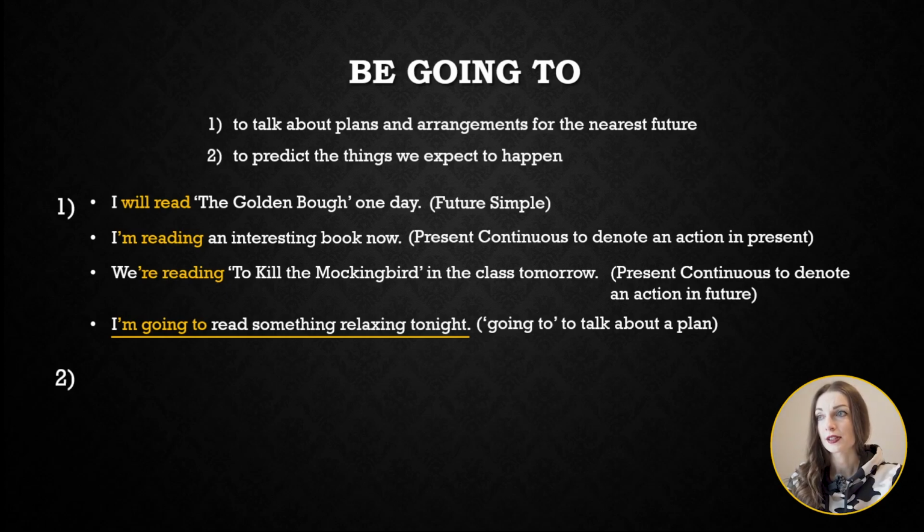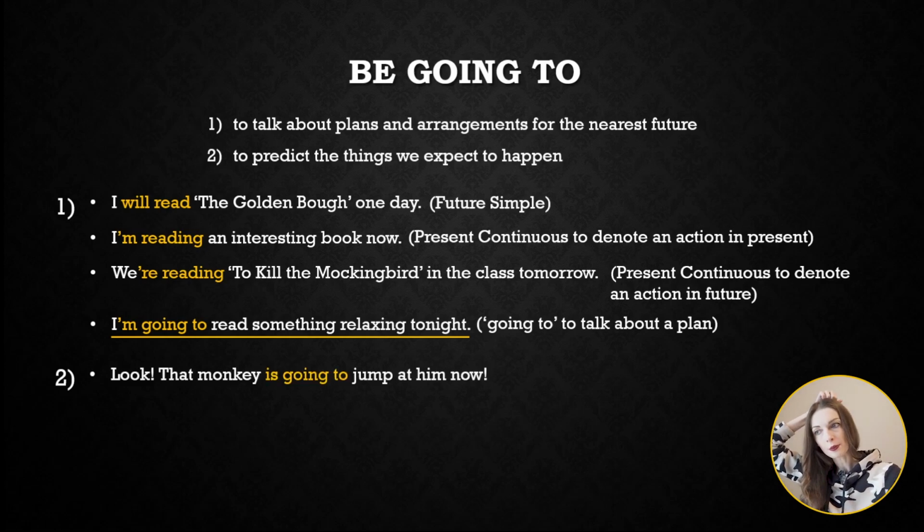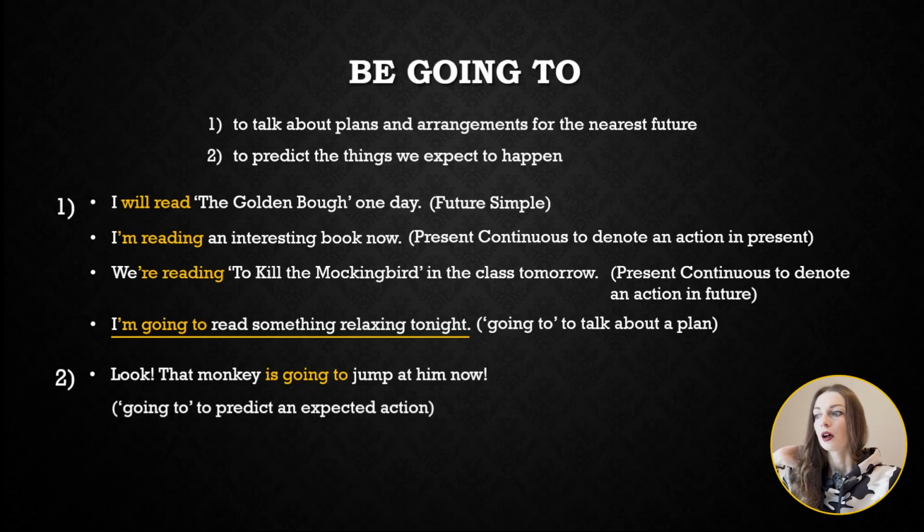Now let's look at the second meaning of be going to: to predict things we expect to happen. Look, that monkey is going to jump at him now. Going to is used here to predict an expected action. So we see what this monkey is doing and we feel sure about what is going to happen. So we predict the future. But we can use this going to only about the things which we can really be sure about. So something that we see the proof of in the present.